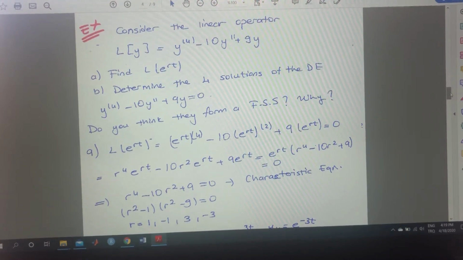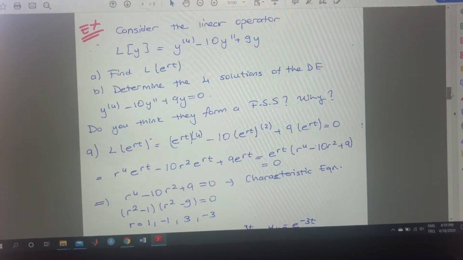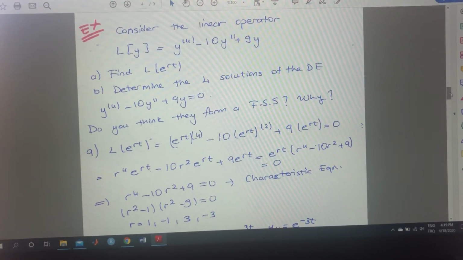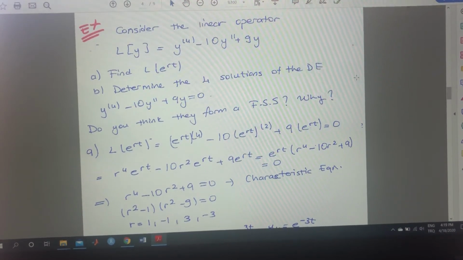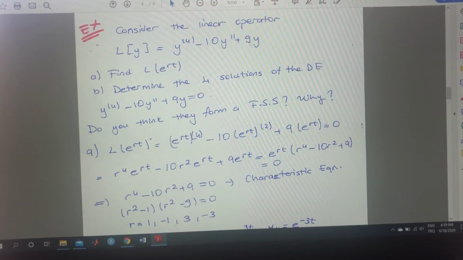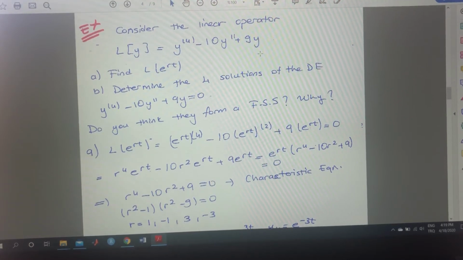And in this question, we will start to talk about how can we find the solution. Again, finding the solution is also similar to what we did so far. Here you have a linear operator. You know that this is a linear operator, which means that whatever you put in here, it will take the fourth derivative minus 10 times the second derivative plus 9 times y. So this is our differential equation.